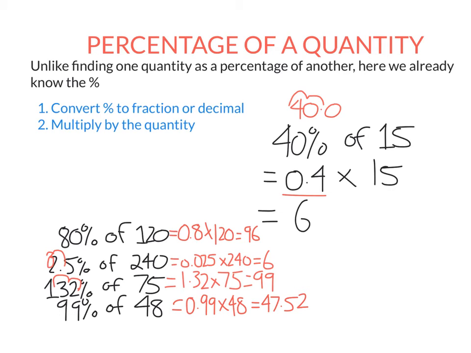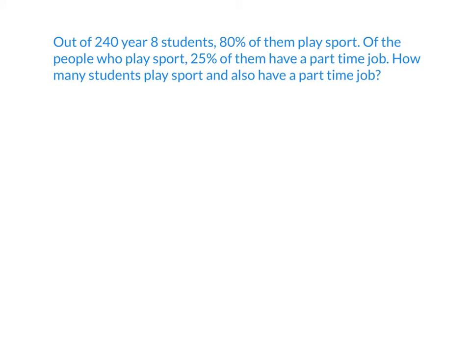All right, now we're just going to do one question that's slightly harder. Please pause and copy this down if you need. Okay, let's go ahead and do this question here. Of 240 Year 8 students, 80% play sport. Of those who play sport, 25% also have a part-time job. We're going to calculate how many students play sport and also have a part-time job. We're going to do this in two parts. First, we're going to calculate how many students play sport, and then how many of those have a part-time job.